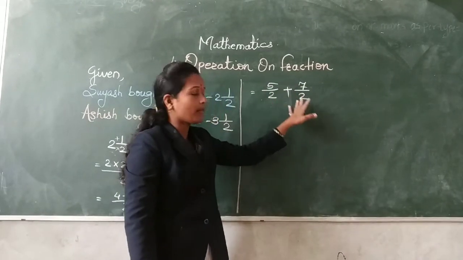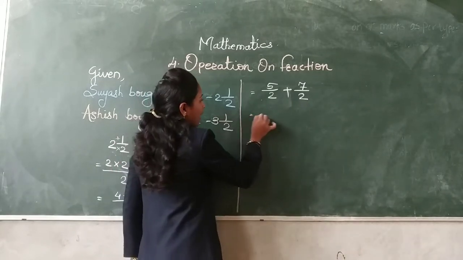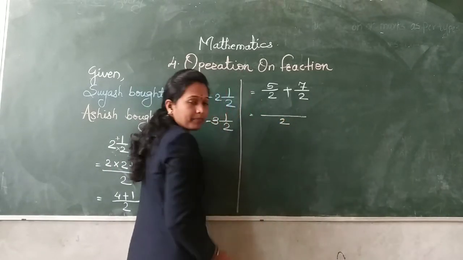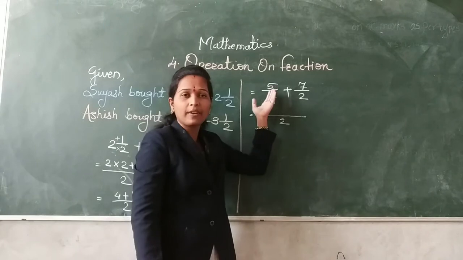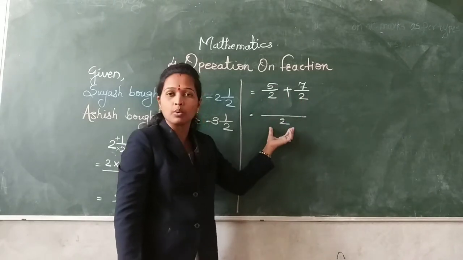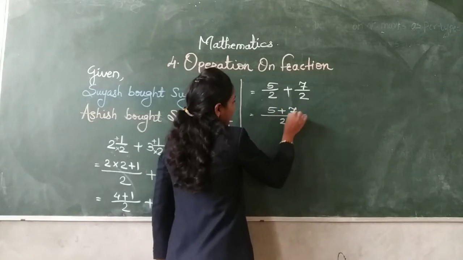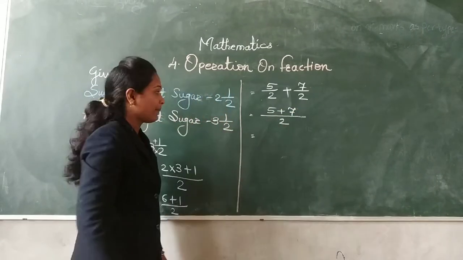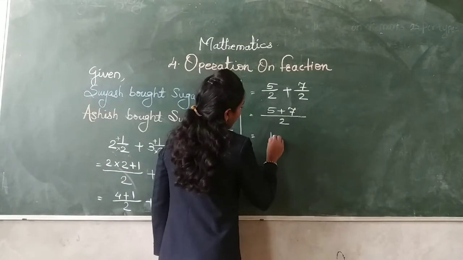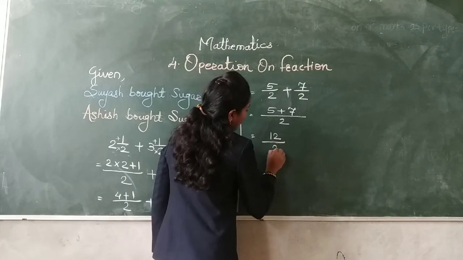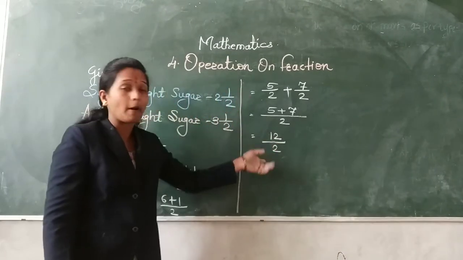Whenever the denominators are the same, we write the denominator one time. In both fractions 2 is the same, so write 2 one time, and add the numerators: 5 plus 7. Our answer comes 12, divided by 2. If you observe, this can be simplified.